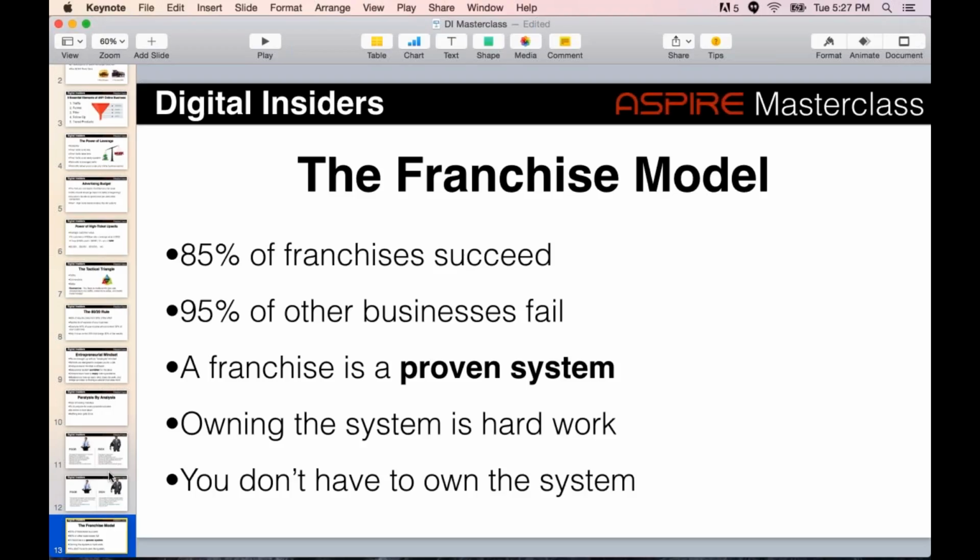Well, it's simple. A franchise is a proven system. It's already proven to work, where most businesses haven't been proven, and there are a lot of outside elements that could play factors in why a business would be successful or why it might not be. But when you take a proven system and you replicate it exactly, then you're a lot more likely to have success.